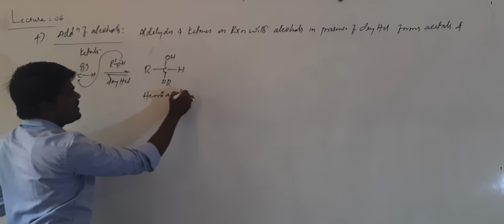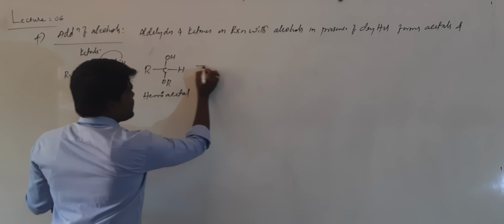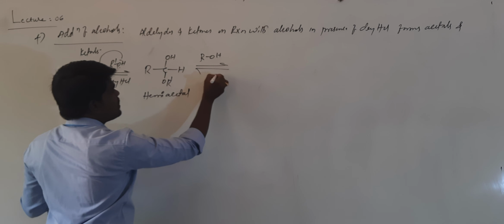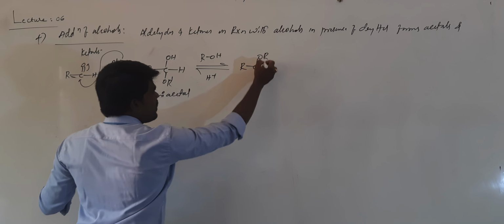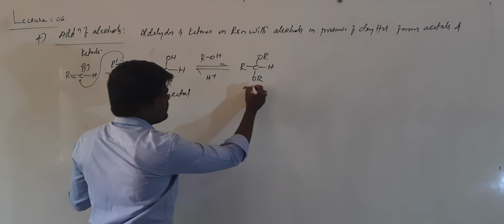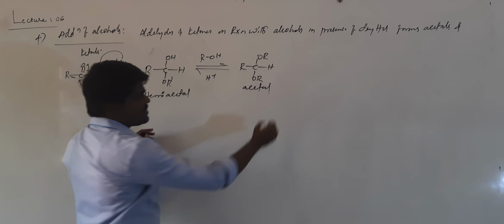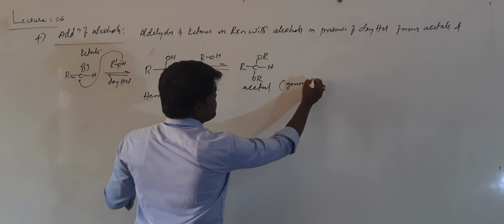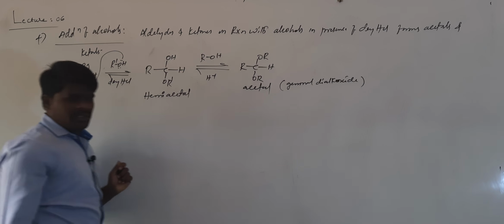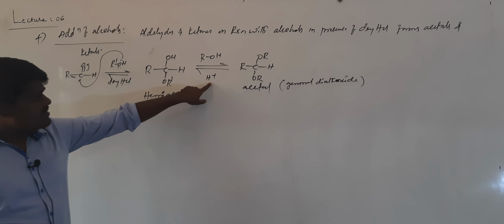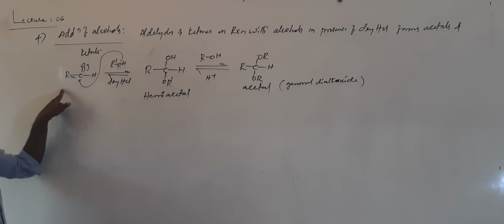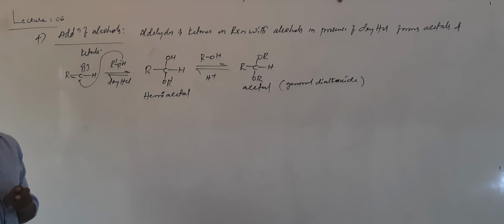What is this? This we call hemiacetal, and on reaction with one more alcohol it will form a geminal dialkoxy compound, which is called acetal. What do we call it? We call it acetal. This is actually a geminal dialkoxy compound. If you hydrolyze this with an acid, it will be converted again into hemiacetal, and this will again be convertible back into aldehyde. This is a reversible reaction.